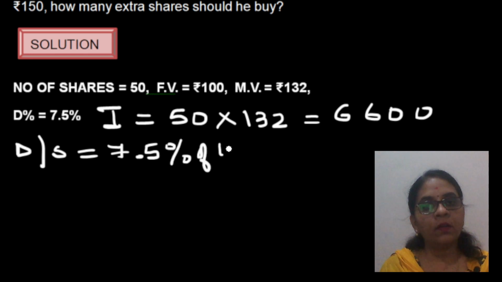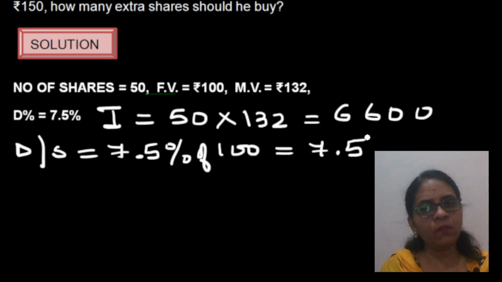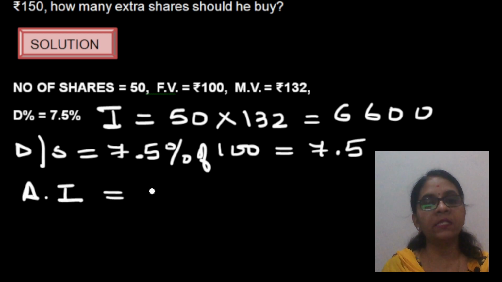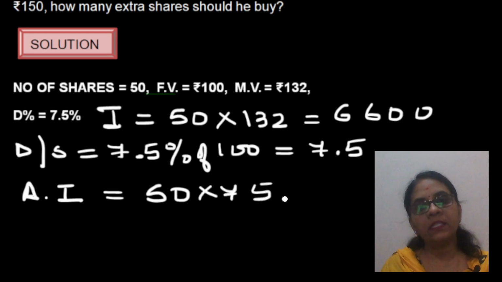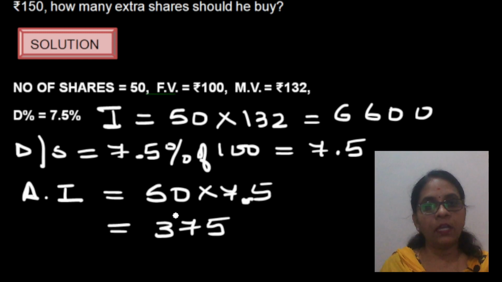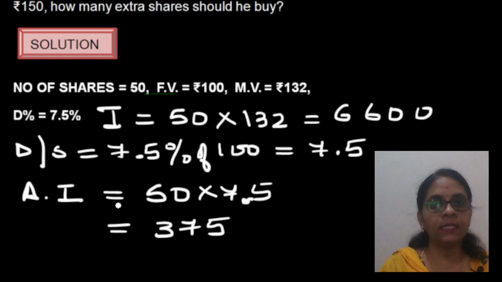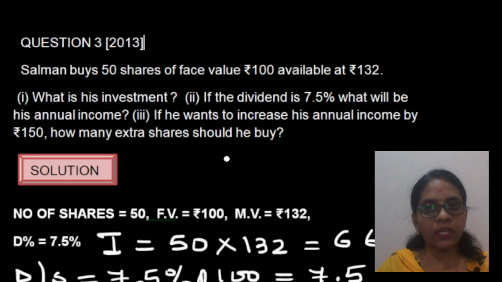7.5% of face value 100, which is 7.5 only. Now annual income is number of shares 50 into 7.5, which is equal to 375. Now the last part of the question is, I'll just scroll down for you all to see the question once again. How many extra shares he should buy to increase his profit or his income by 150.